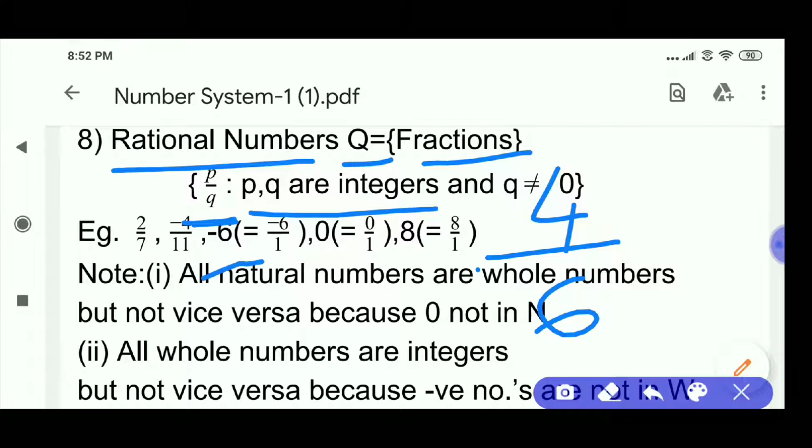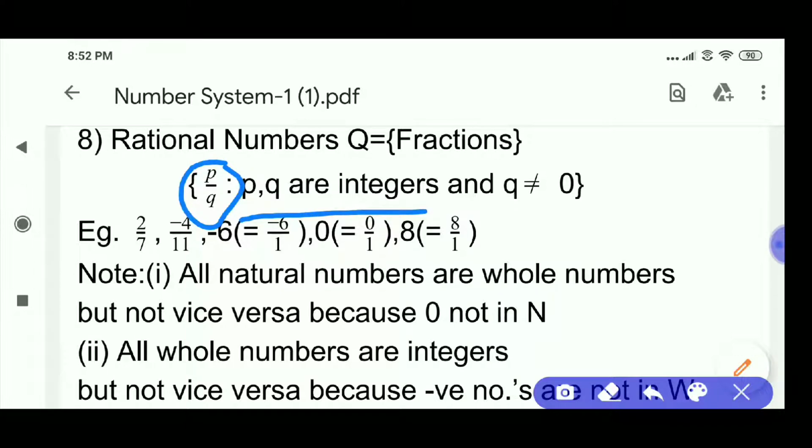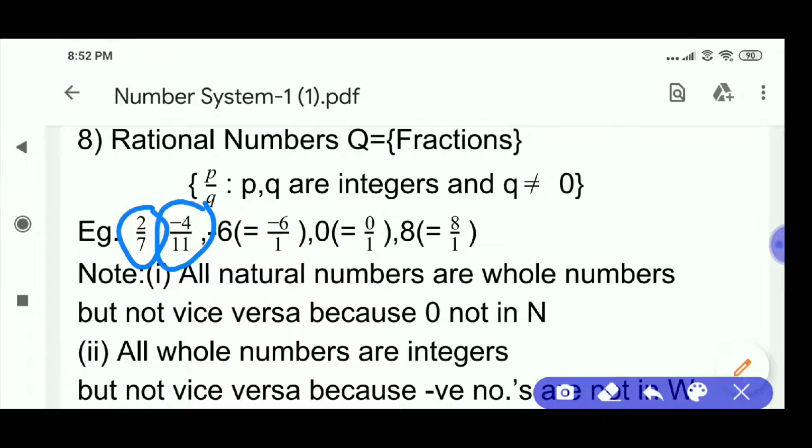Take an integer minus 3. Take another integer 7. Minus 3 by 7 is a rational number. So p by q, where p, q are integers and the condition is q not equal to 0. That means the denominator should not be 0. Now let us go for some examples. 2 by 7 is a rational number. Minus 4 by 11 is a rational number.